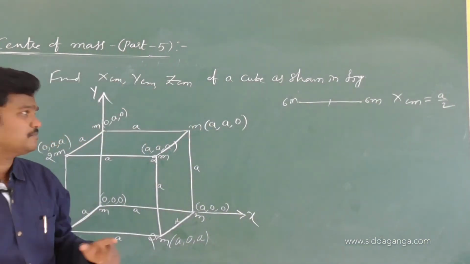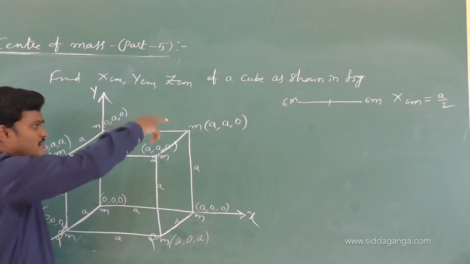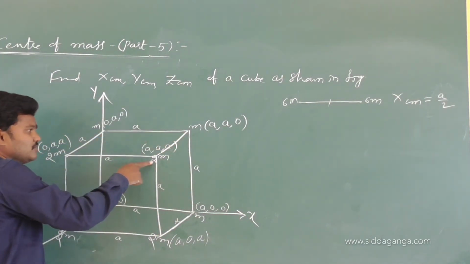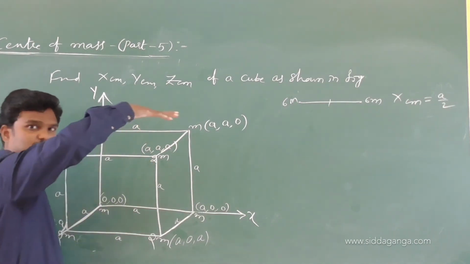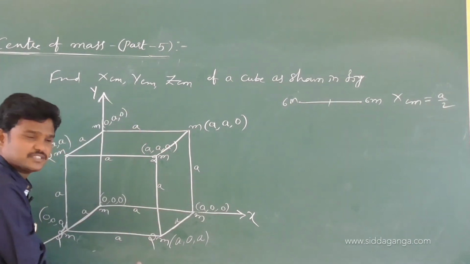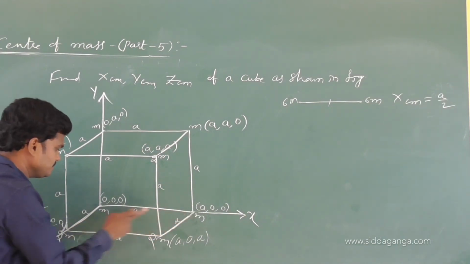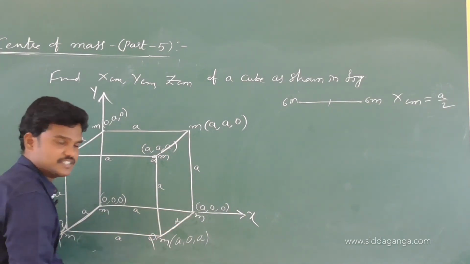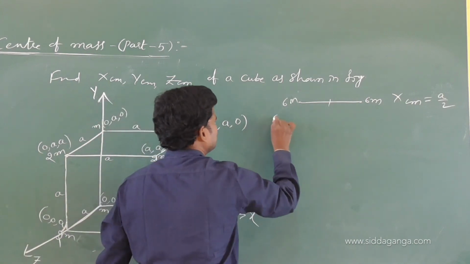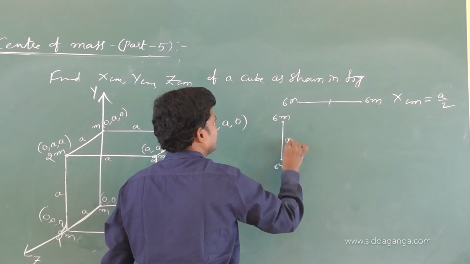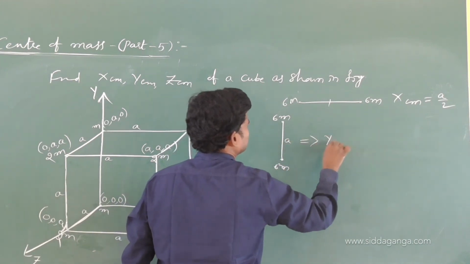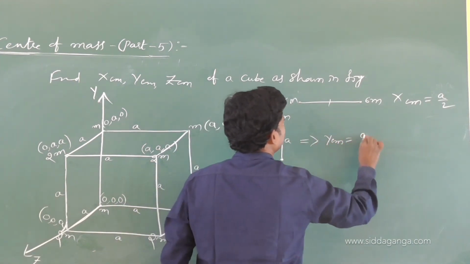Coming to the YCM. YCM, just the top masses. 1, 2, this is 2. So 4 plus 2, 6. Top is 6. Bottom also 6. Check it. 2, 3, 4, 6. Bottom also 6. So 6m, 6m, A. Then what is YCM? YCM is again A by 2.